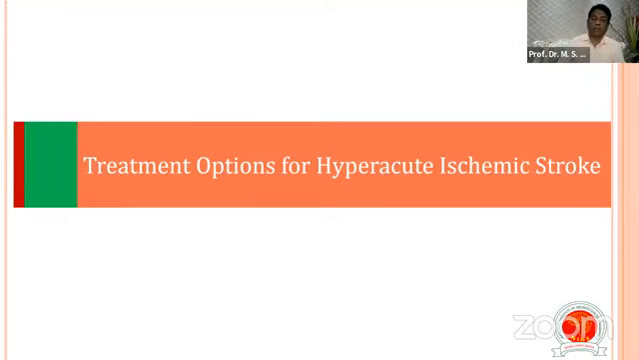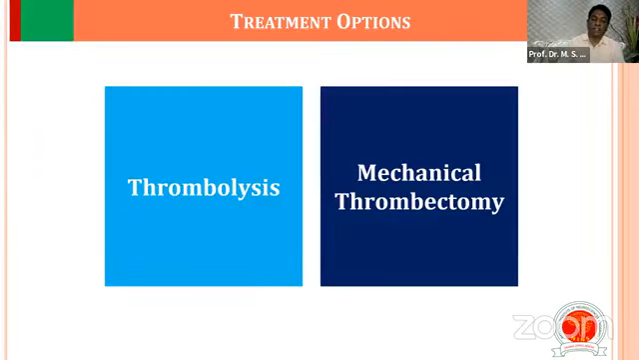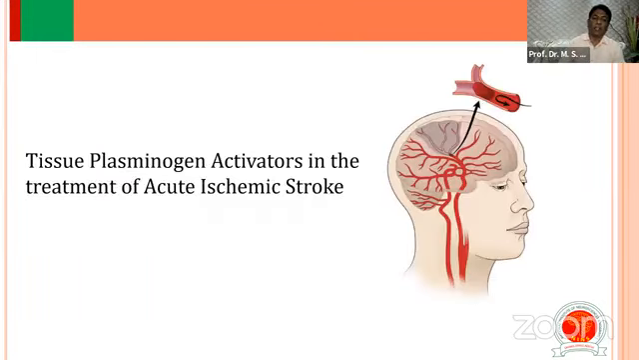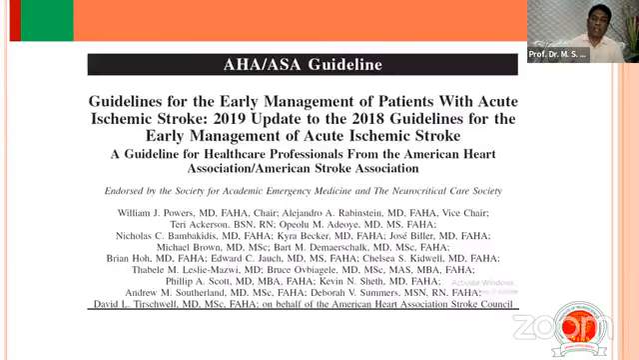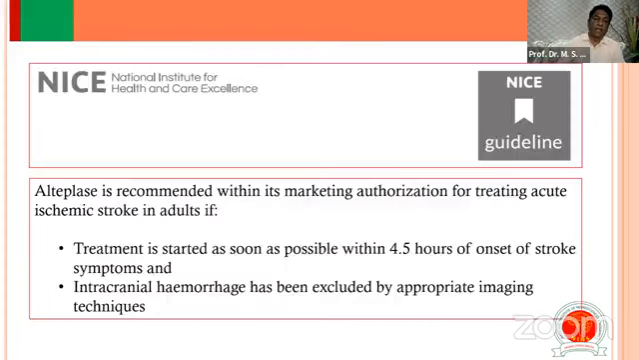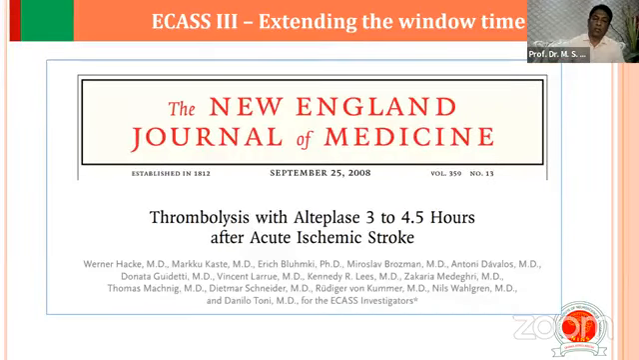Treatment options of hyperacute ischemic stroke: thrombolysis, that is IV thrombolysis and intraarterial thrombolysis, and mechanical thrombectomy. Tissue plasminogen activators in the treatment of acute ischemic stroke, from the ASA or AHA guideline, say early management of hyperacute stroke patients is by alteplase. The guideline also recommends alteplase for hyperacute ischemic patients within 4.5 hours. Also the New England Journal of Medicine: thrombolysis with alteplase 3 to 4.5 hours after acute ischemic stroke.